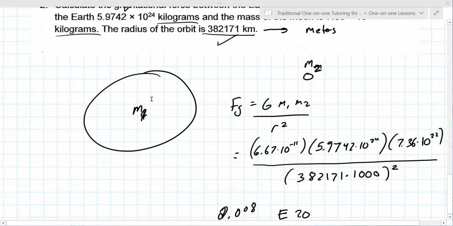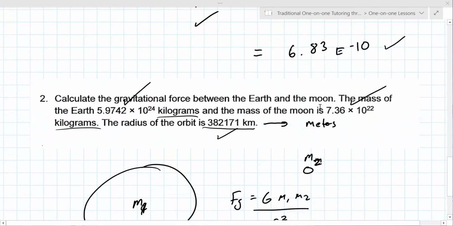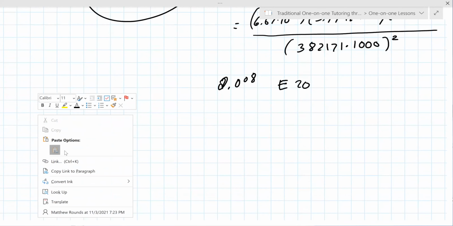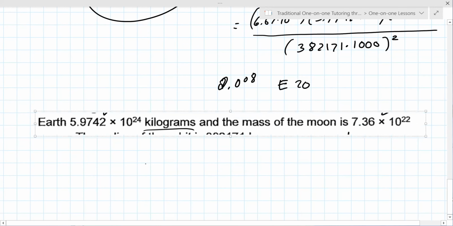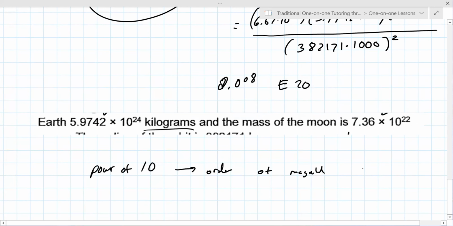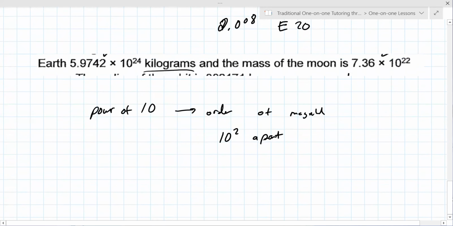I want to just briefly talk about these two numbers up here, the mass of the Earth and the mass of the Moon, and try to put this into some sort of context that means something to you. Each power of 10 is called an order of magnitude. Have you seen or heard that in class? I think so. Okay, great. So these are 10 to the 2 apart.